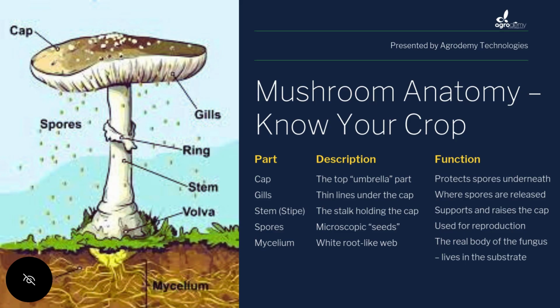So when you see a mushroom, you now know that the top of the mushroom, the umbrella part, is called the cap, right? The lines on it are called the gills. The stalk that you are holding is called the stem. The seeds that are microscopic are called spores, and then the root-like web at the end is called mycelium, and that is where it grows from.